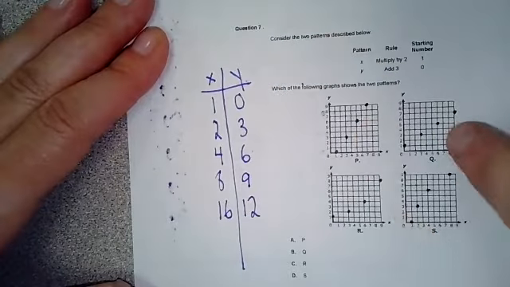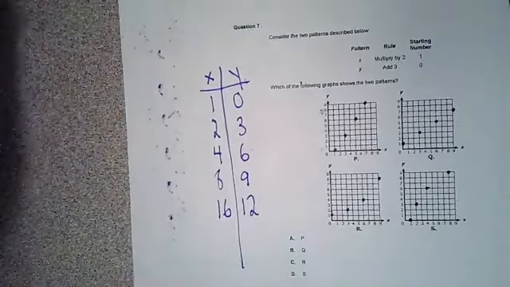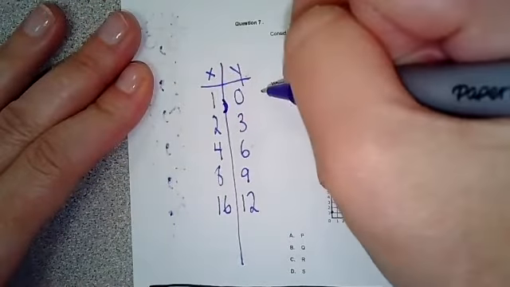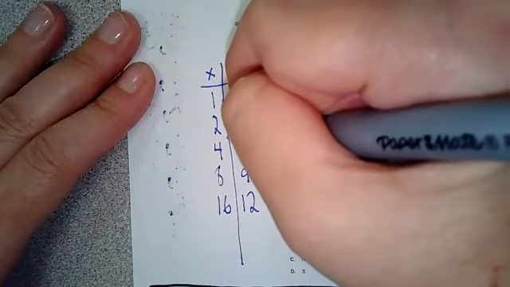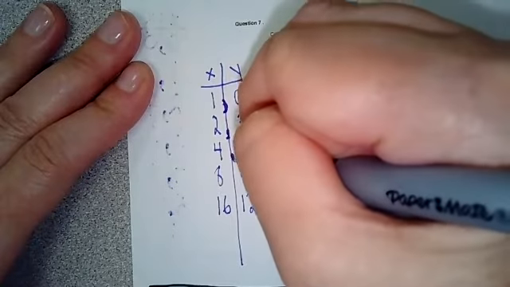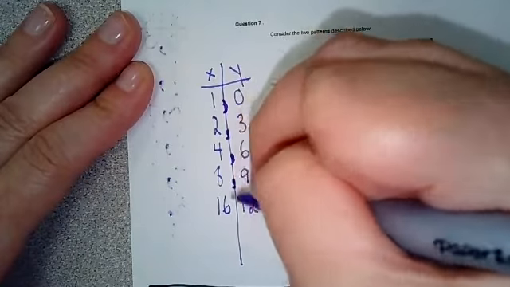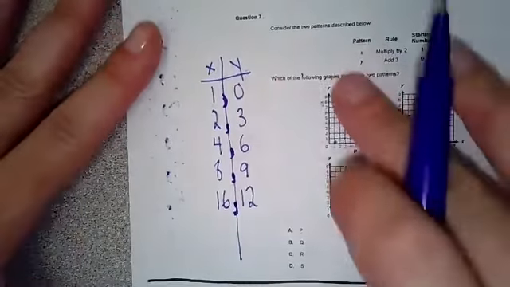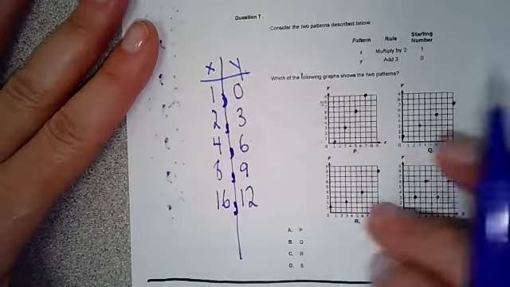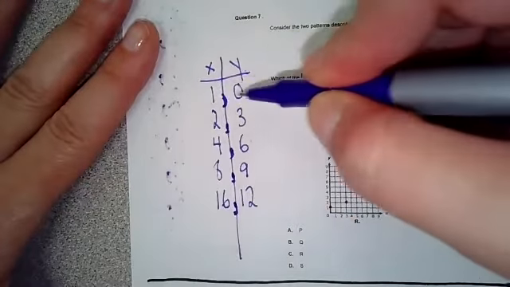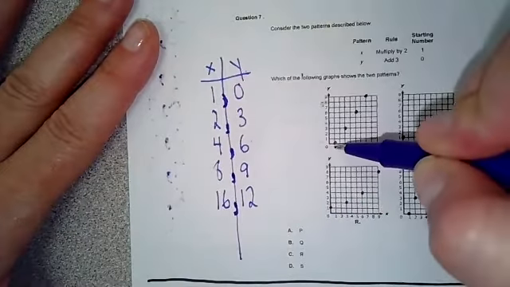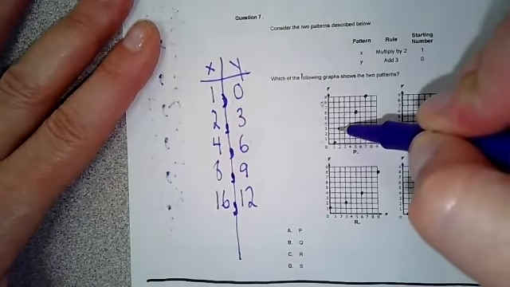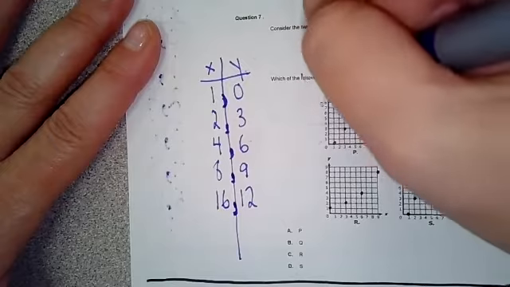All right, so which one of these graphs shows this? First off, we're going to remember that all of these are coordinate pairs. This is 1, 0, 2, 3, 4, 6, 8, 9, and 16, 12. What you're going to do is see which one of these works for this. Let's start. Run 1, jump 0. That works. Run 2, jump 3. Well, that's not it. There's no point there. This is not it.